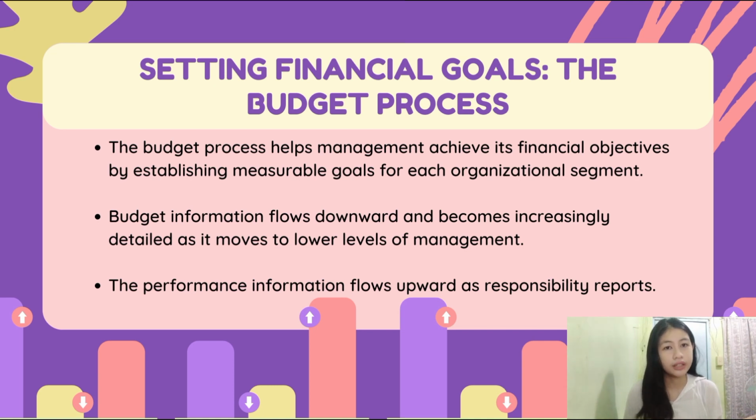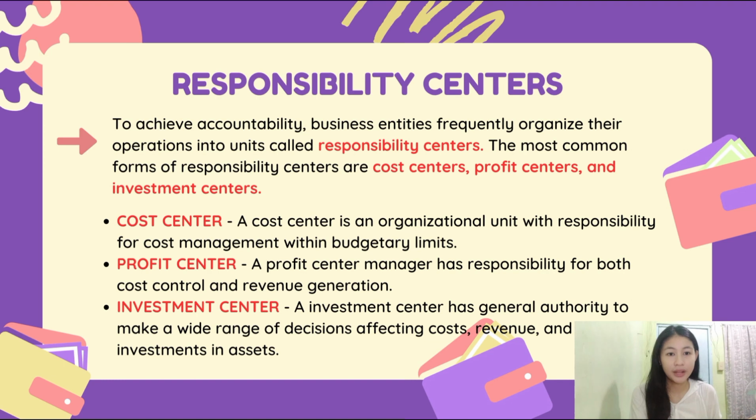This mechanism conveys to the segment manager the standard that senior manager will use for measuring their performance. So, the budget information flows downward and becomes increasingly detailed at each lower level. And the performance information flow will be upward as a responsibility report. So, ang magiging budget natin dito is pababa. So, yung pinaka-main budget from the top level management, nagkakaroon siya ng pagbaba ng budget while yung performance report naman natin is tumataas.